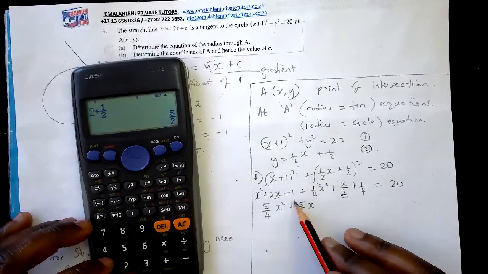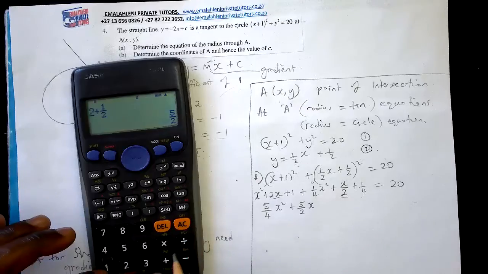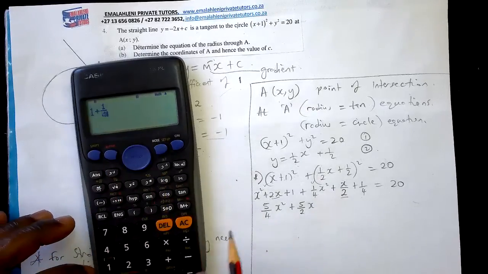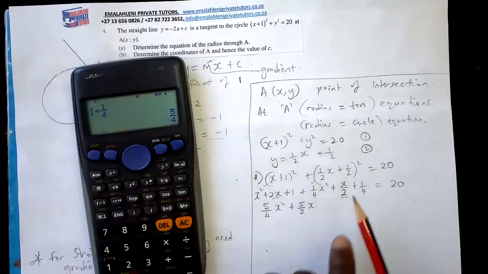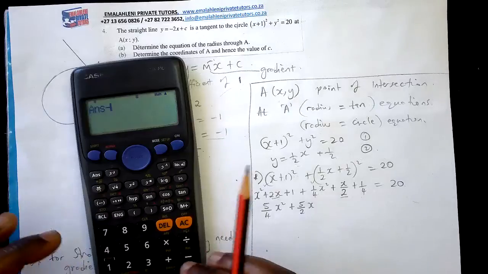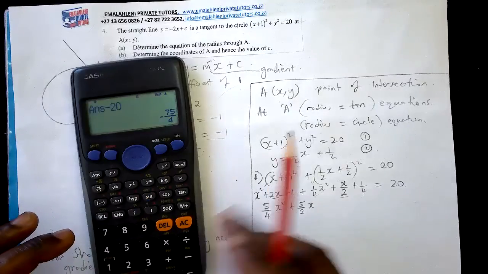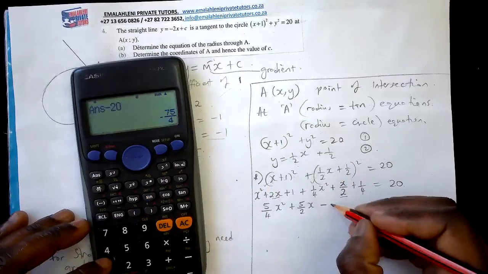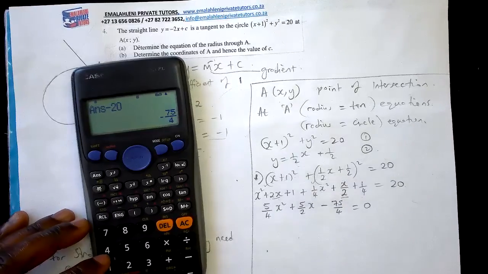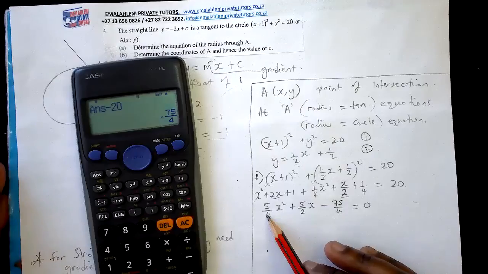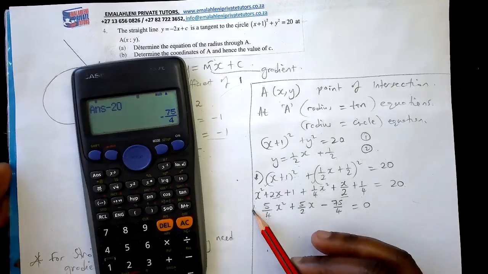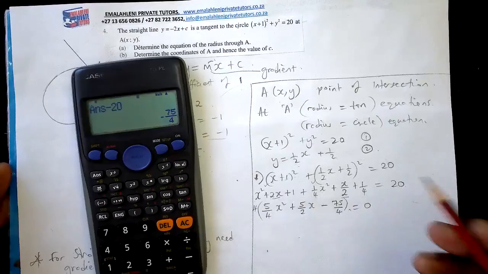Then what are we going to do now? The constants: 1 plus 1 over 4 plus 1 over 4, which gives 3 over 2, and we subtract the 20 because we need to bring 20 to this side. We get negative 75 over 4 equal to 0. For it to be easy to work with, we need to multiply throughout by 4.